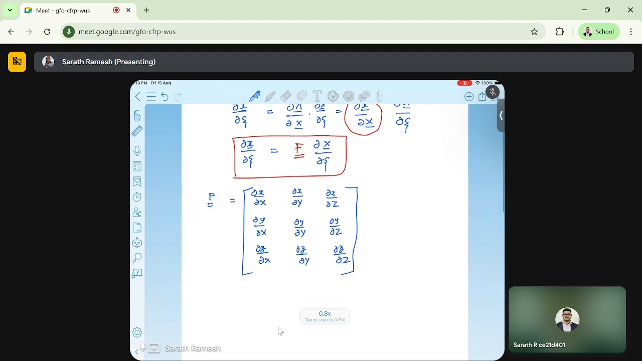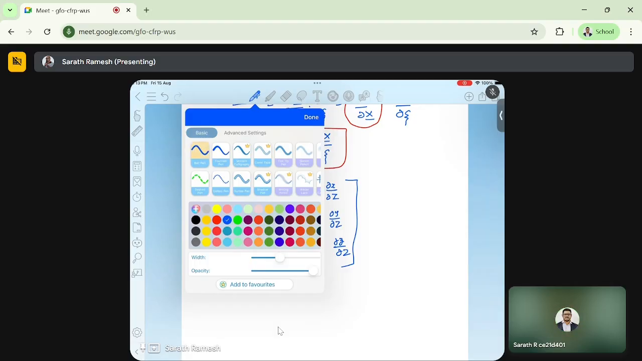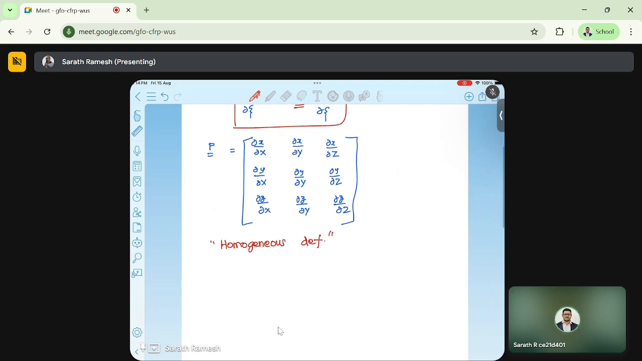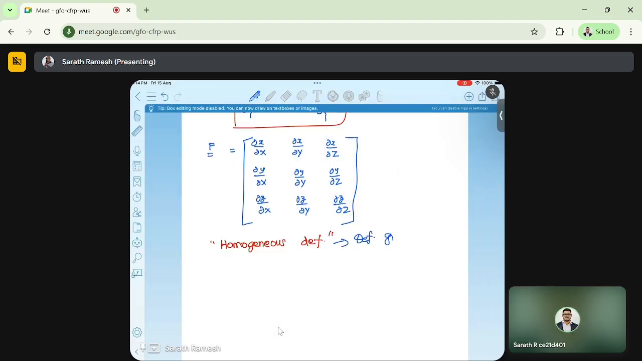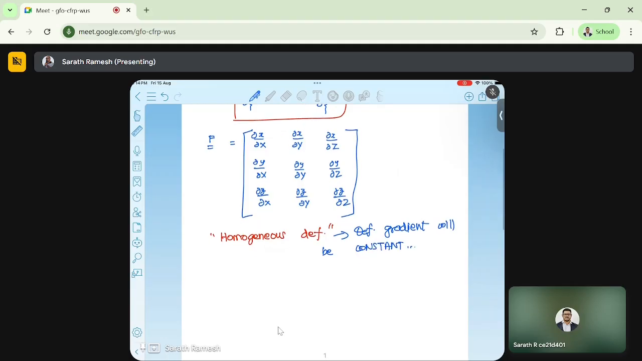Now, let's quickly understand some examples for finding this. Suppose this deformation gradient is a constant matrix throughout. We call that particular case homogeneous deformation. Homogeneous deformation means the deformation gradient will be constant.